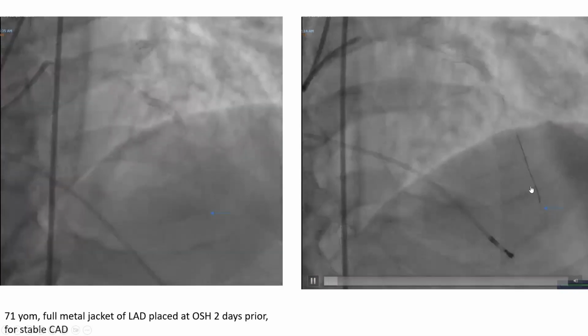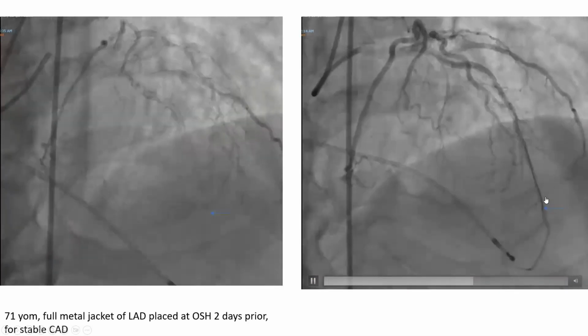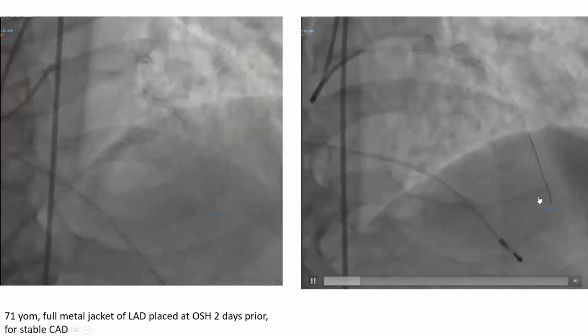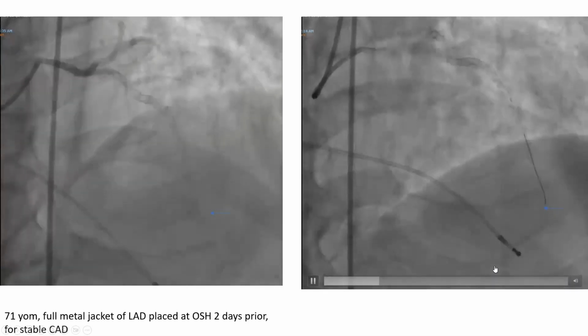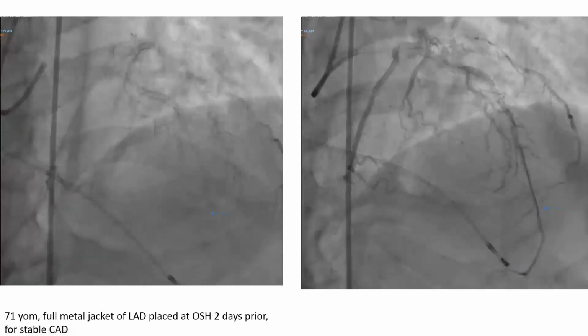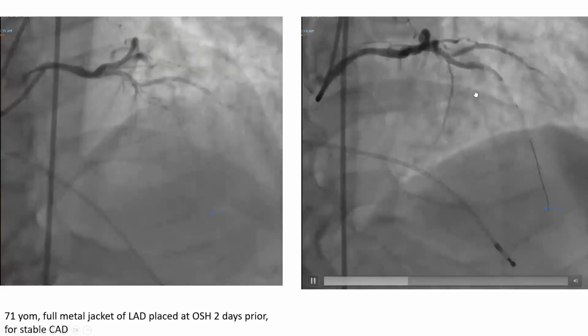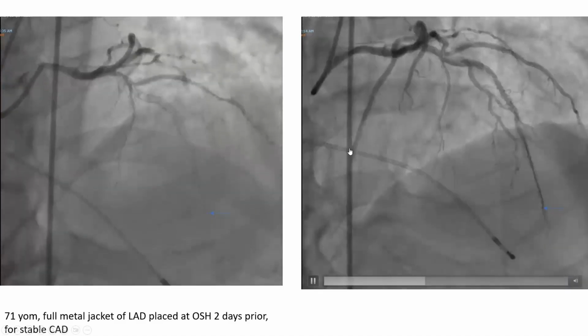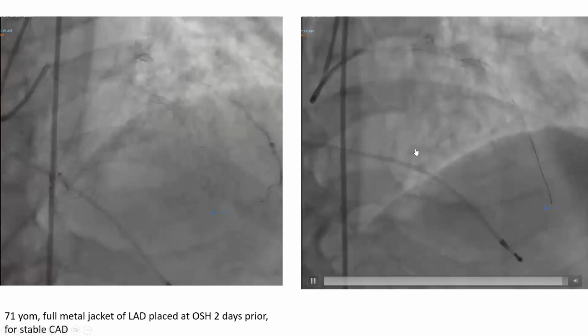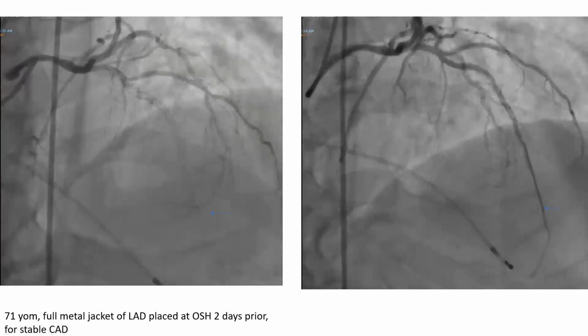So that distal stent is getting flow to a tiny territory. So that distal stent is receiving very little flow. So poor runoff is the cause of stent thrombosis in this patient. You can do IVUS, look for underexpansion and edge dissection, but it's very evident. That's one reason I avoid full metal jackets.